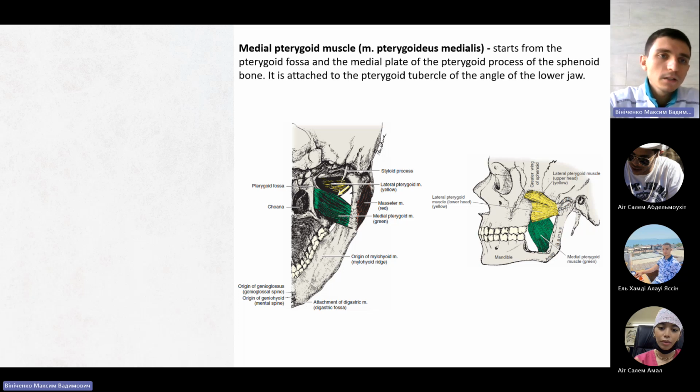We're going to have also a medial pterygoid muscle, or musculus pterygoideus medialis. It starts from the pterygoid fossa and the middle plate of the pterygoid process of the sphenoid bone. It is attached to the pterygoid tuberosity of the angle of the lower jaw.